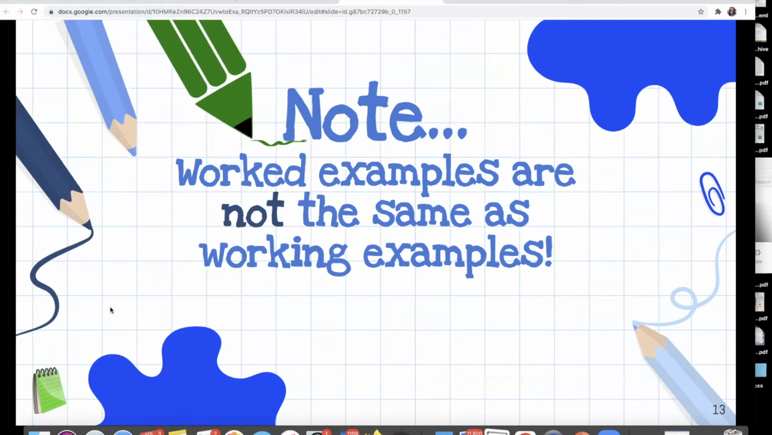Note that worked examples are not the same as working examples. When I first heard of the term worked examples, I thought, well, that's what we all do, isn't it? We all work examples for our kids. That's not what this is. Worked examples are examples that are already worked out. The solution's there. We're not asking for the solution. We're asking, how did they get to that solution?